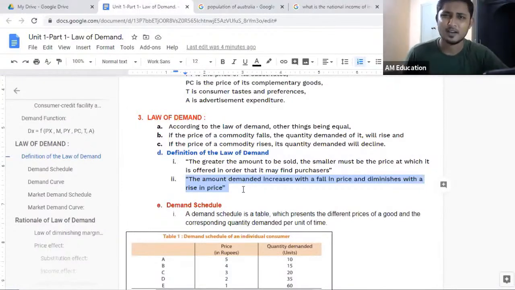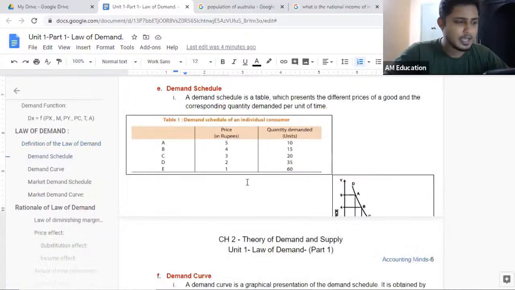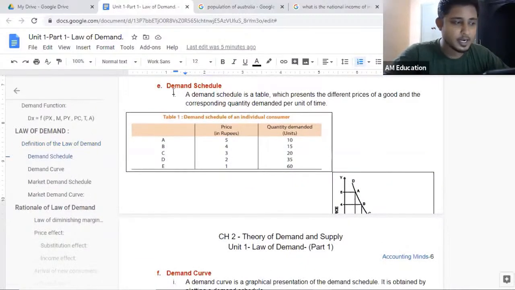We knew this, right? Even though we did not know that it was economics, we knew that if price increases, demand will decrease. If price decreases, demand will increase. But that was nothing but the nature of the demand. Got it? And then we have something called demand schedule.